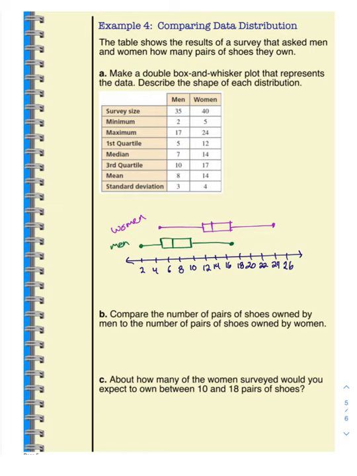And part C, about how many women surveyed would you expect to own between 10 and 18 pairs of shoes? Well, our interquartile range falls between the numbers 12 and 17, meaning 10 and 18 actually surround that. So half of the data is between 12 and 17. 40 people were surveyed. So at least 20, at least half of 40, would own between 10 and 18 pairs of shoes.